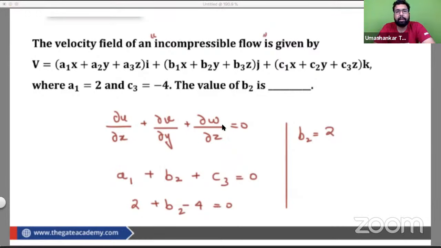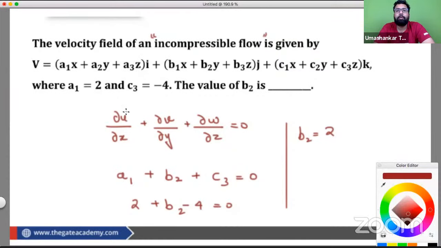So now, is it clear to all of you or not? Please answer me if it is clear to all of you. I hope you will be able to deal with questions where we have to play with the continuity equation to check whether the flow is compressible or incompressible, as well as when we have two components given and the third component is to be found, or this kind of question in which some variable is to be asked.